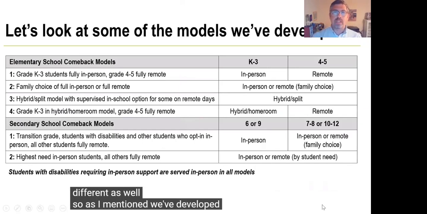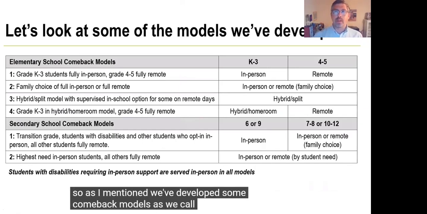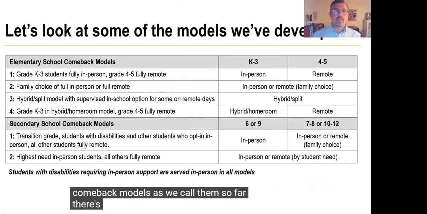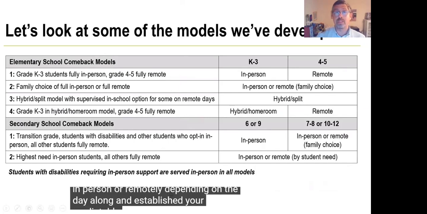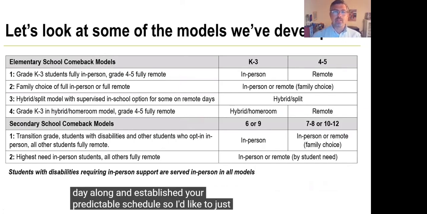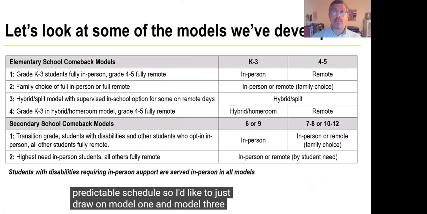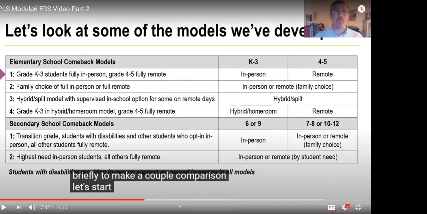So as I mentioned, we've developed some comeback models, as we call them, so far. There's 6 on our website. I want to talk about 2 of them, but you'll note here that each one is a different combination of who's in person, who's remote, or where there's a hybrid, where the same students are attending school in person or remotely, depending on the day, along an established and predictable schedule. So I'd like to just draw on Model 1 and Model 3 briefly to make a couple of comparisons.